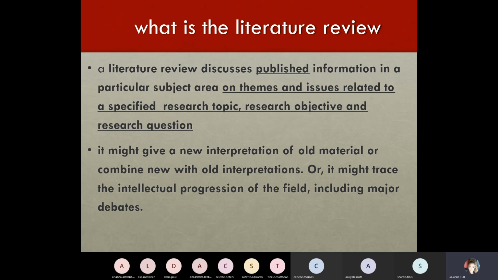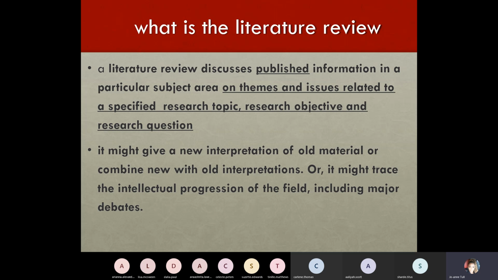I therefore cannot emphasize enough what is underlined here as you're seeing on the screen. Published on themes and issues related to a specific research topic, research objective, and research question. So to construct your lit review, you are using three things that you have already developed: your research topic or your title, your major research aim, and your major research question.